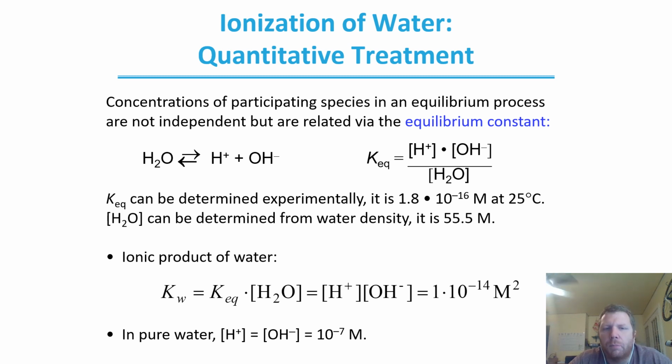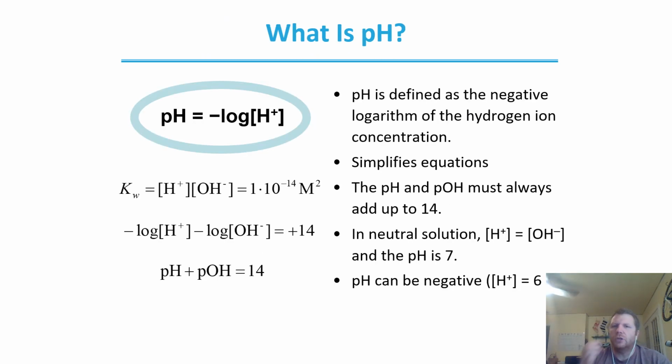So our ionic product of water, our K sub W, is equal to KEQ times the concentration of water, which is equal to the concentration of hydrogen protons times the concentration of hydroxide ions, which is equal to 1 times 10 to the negative 14th molar squared. In pure water, our proton concentration is equal to our hydroxide concentration, which is equal to 10 to the negative 7th molar. Now, that's all very important because it leads us to a discussion of pH.